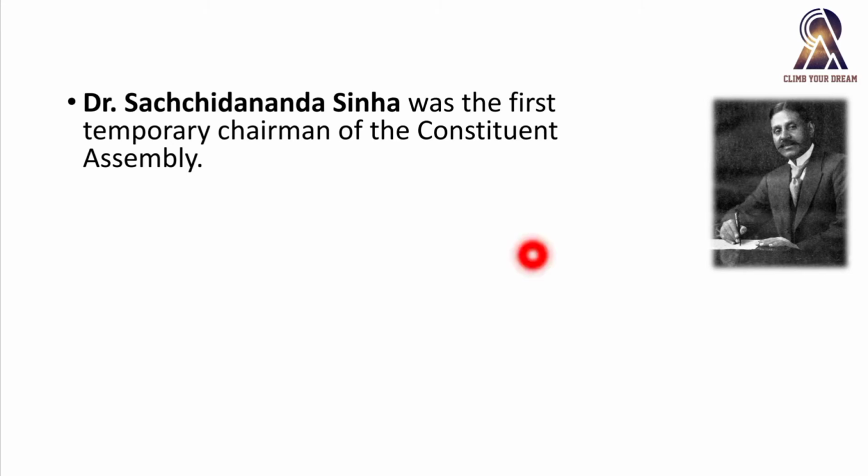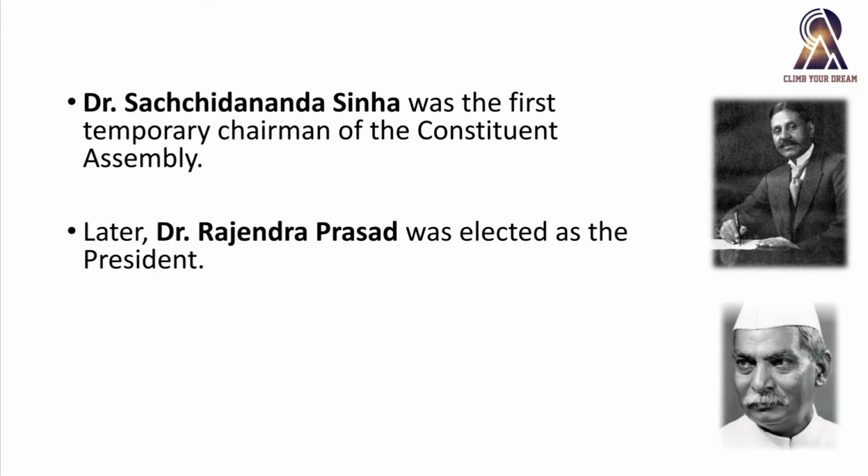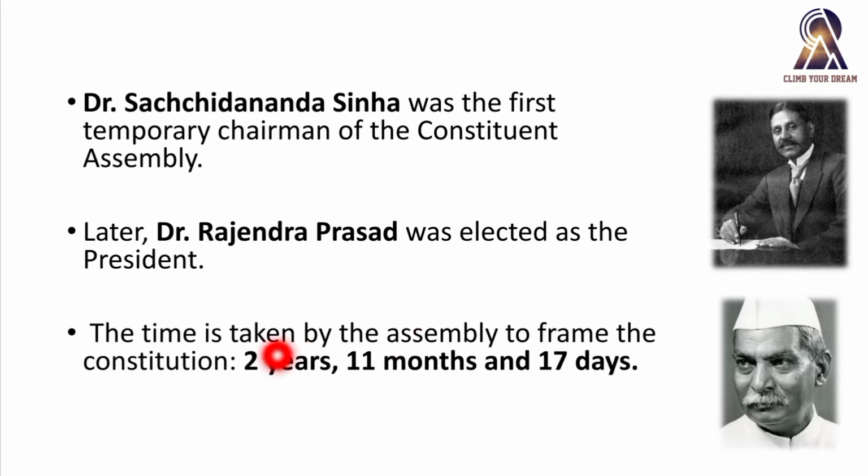Dr. Sachchidananda Sinha was the first temporary chairman or the interim chairman of Constituent Assembly, and Dr. Rajendra Prasad was the first elected president of Constituent Assembly, who also went on to become first president of India. It took 2 years, 11 months, 17 days to complete the process of making of Indian Constitution. So it took almost 3 years of hard work to make our Constitution. During this period, Constituent Assembly met 11 times.